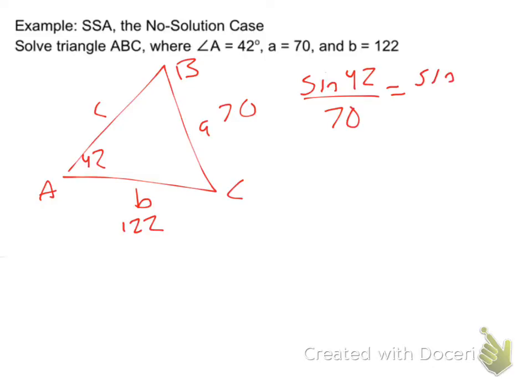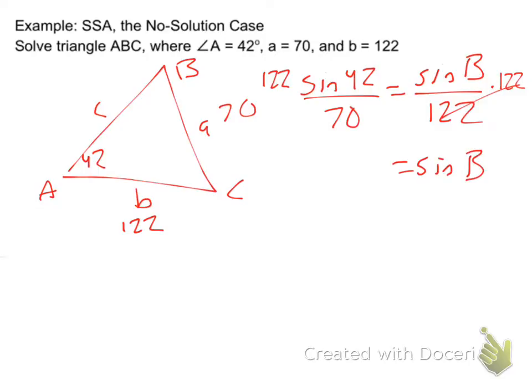And sine of B over 122. Hey, we've done this now 4 or 5 times. To get rid of 122, I'll multiply. It's gone. Whoops, not B, but sine of B is equal to, give me the decimal here, 1.16. If you took a calculator and took the inverse sine of that, what does your calculator tell you? It's an error.